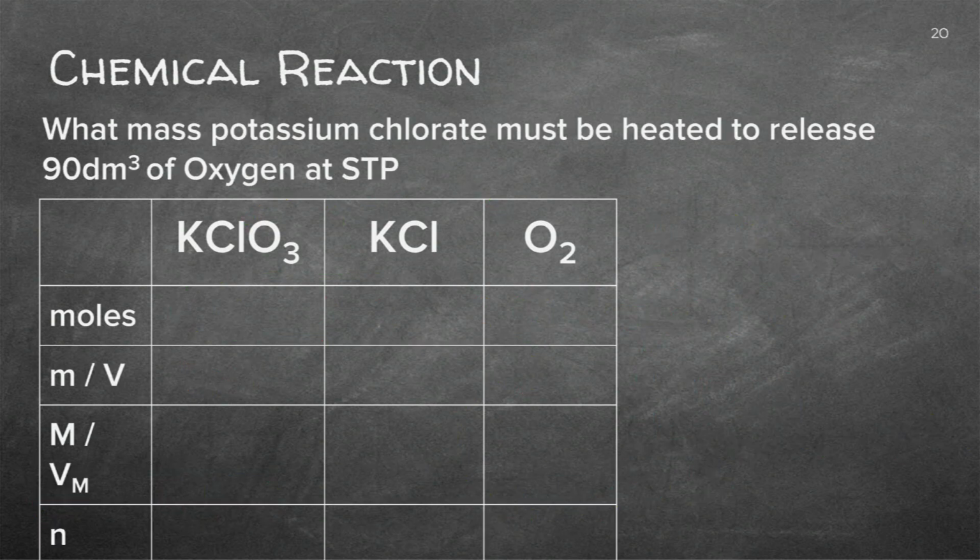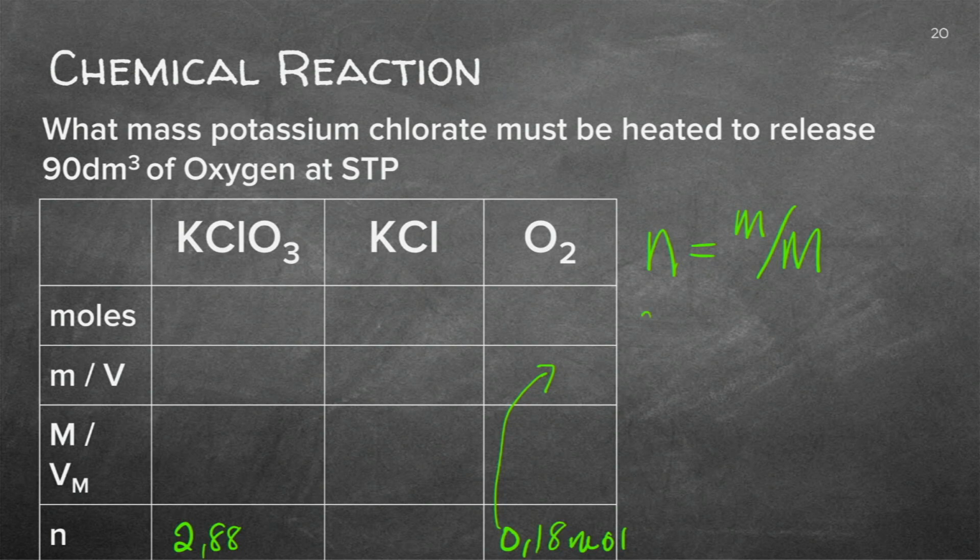So let's go back. We now know this was 2.88 mole. It produced 0.18 mole of this. And now I want to get to that mass. How do I do that? I know that's my equation. So I know I've got 0.18.